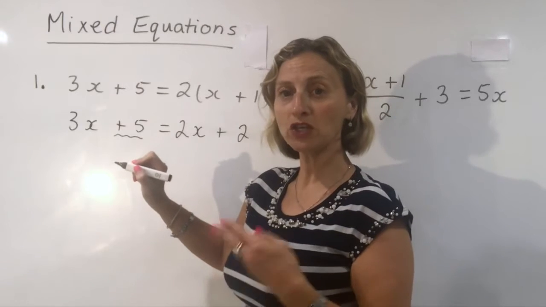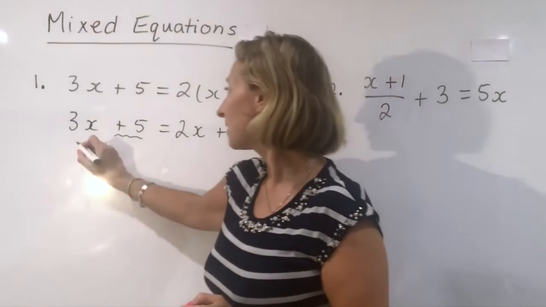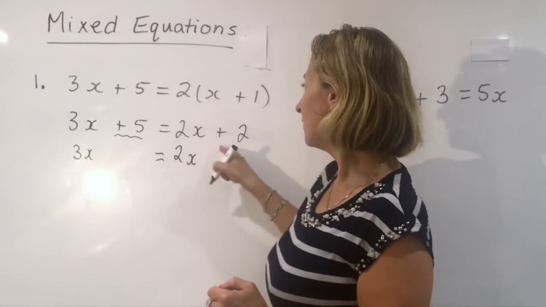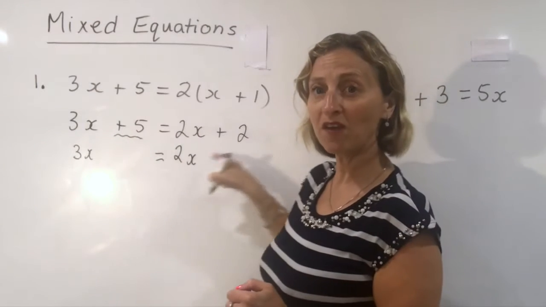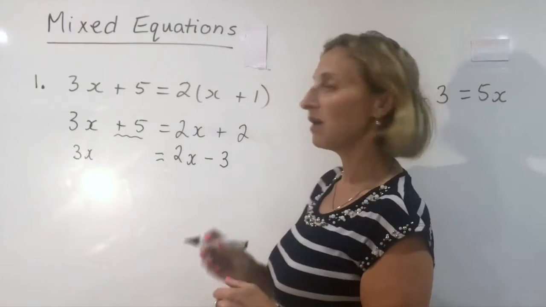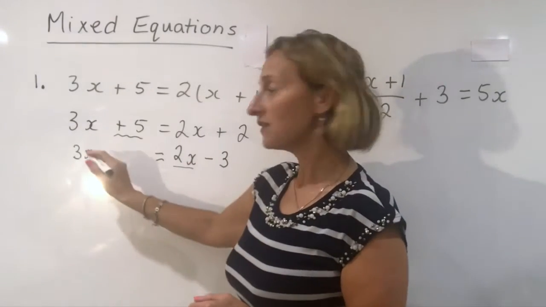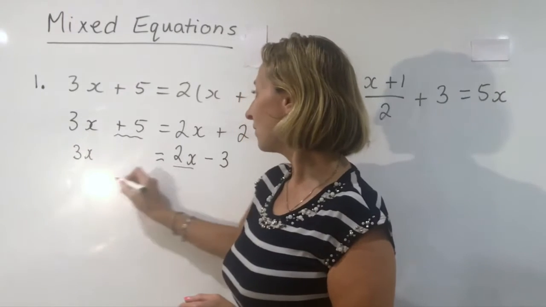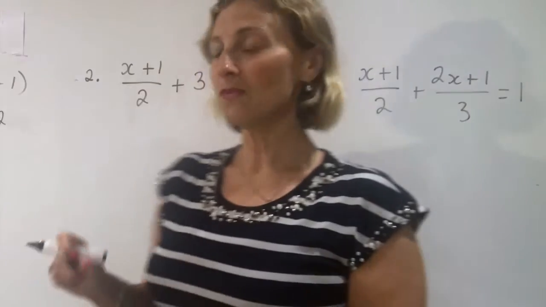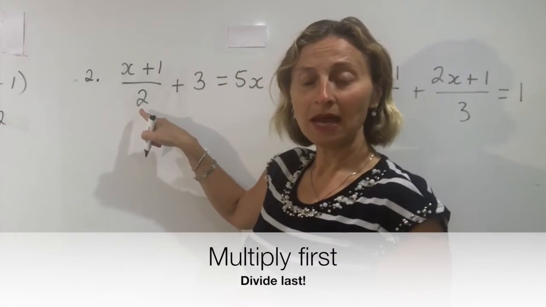It's up to you. I try to do one thing at a time, and then I'm less likely to make a mistake. So the 3x stays there, the 2x stays there, plus 2, take away 5 when I move it to the other side, 2 minus 5 is minus 3. Now I move the 2x to the other side, so I have 3x, take away 2x is 1x, and the minus 3 stays there.